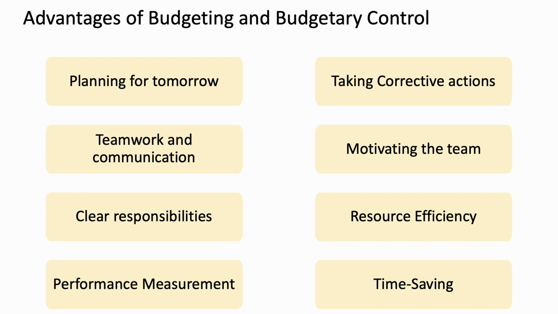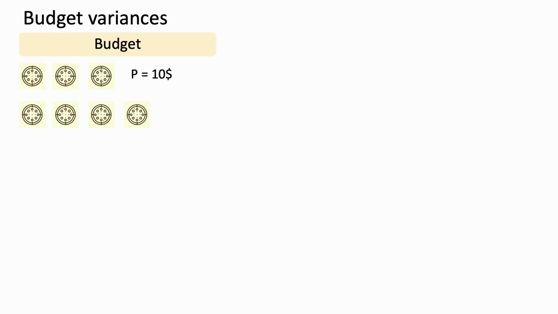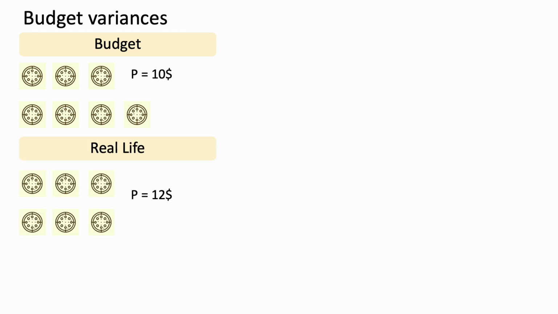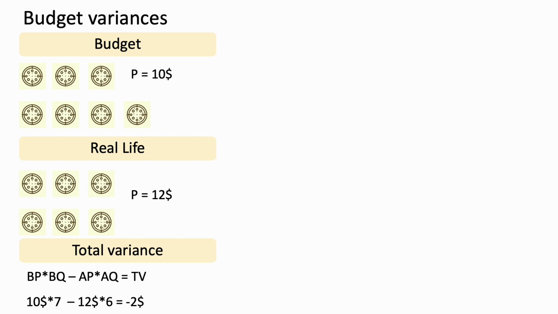Let's simplify the concept of price and quantity budget variances with examples. Let's say we budgeted for 7 pizzas, each priced at $10. However, in reality, we ended up purchasing 6 pizzas, but they cost $12 each. The total variance is the sum of price variance and quantity variance. In our case, the budget was calculated as 7 pizzas at $10 each, which is $70, while the actual spending was 6 pizzas at $12 each, which is $72. In our example, we spent $2 more than our initial budget.